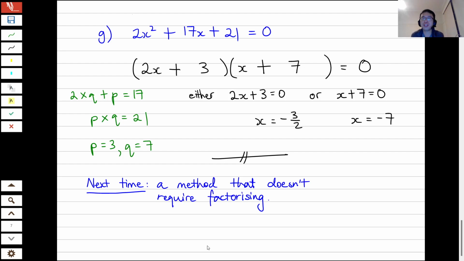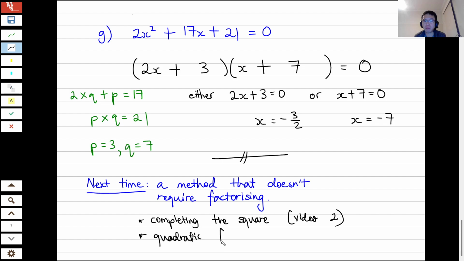So in the next 2 videos, we're going to learn new methods. The first one is going to be called completing the square. So this will be video 2. And then we will generalize this to the quadratic formula, which will be in the 3rd video.